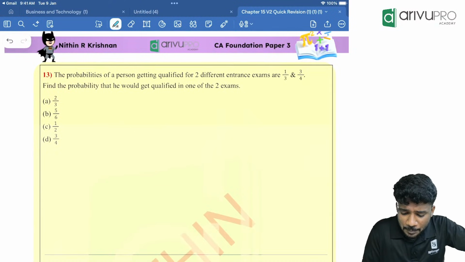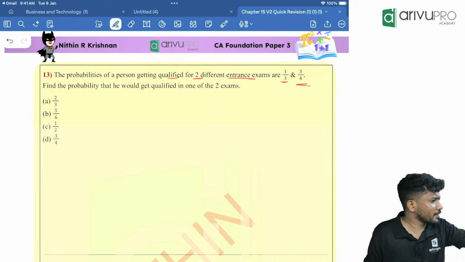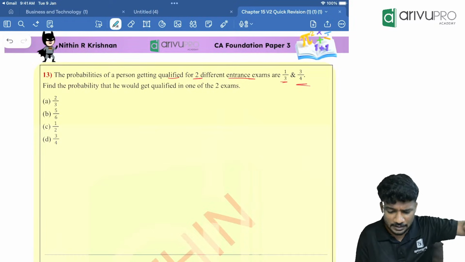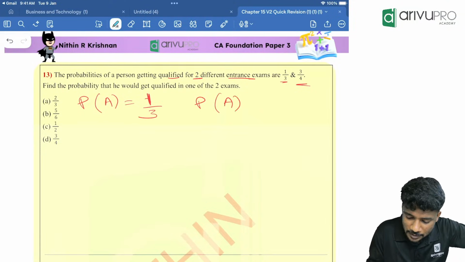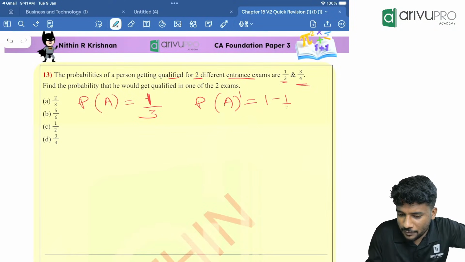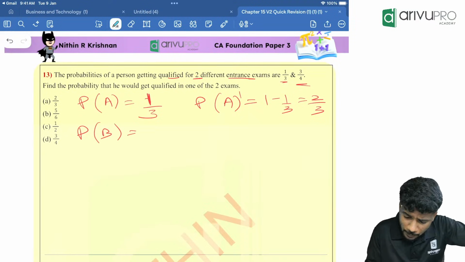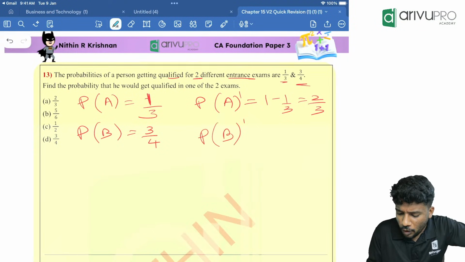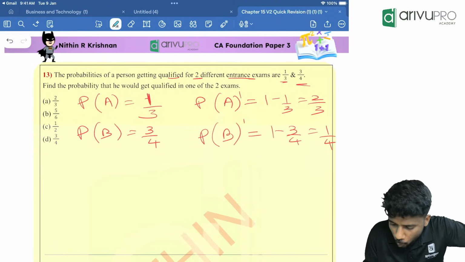The probability of a person getting qualified for two different entrance exams are 1 by 3 and 3 by 4. Okay, that is the probability of him qualifying for two different entrance exams. So P of first exam is how much? 1 by 3. Okay, then P of losing the first exam is what? 1 minus 1 by 3, which is equal to 2 by 3. Then probability of getting the second examination is how much? 3 by 4. Then probability of not getting the second examination will be 1 minus 3 by 4, which is equal to 1 by 4.